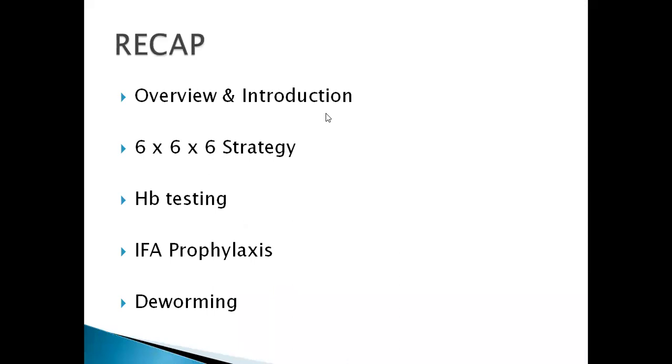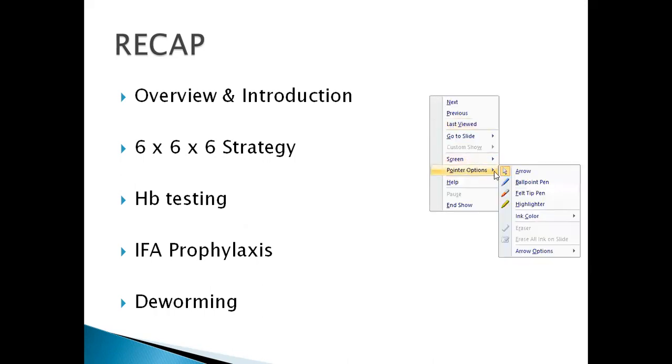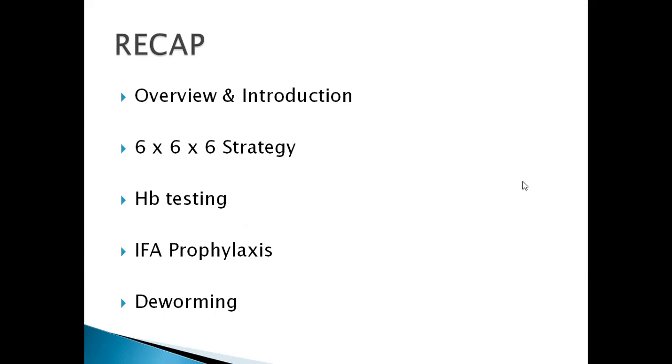We will have a brief recap here. In part 1, we had seen the overview and introduction. We had seen the 6 by 6 by 6 strategy. By 6 by 6 by 6, we mean 6 target beneficiaries, 6 interventions, and 6 institutional mechanisms. So this is something which is very important for us.